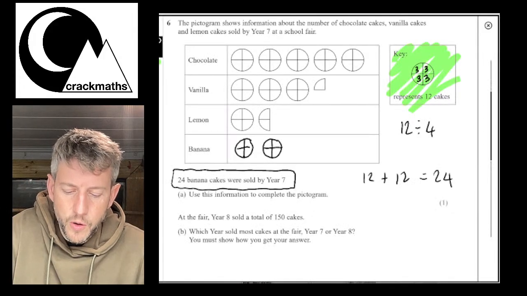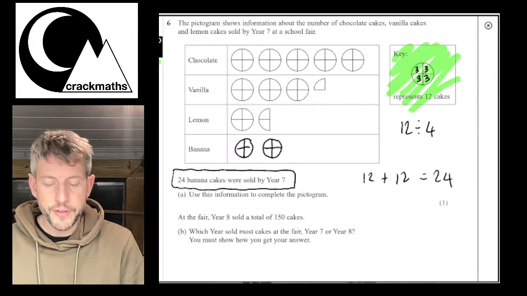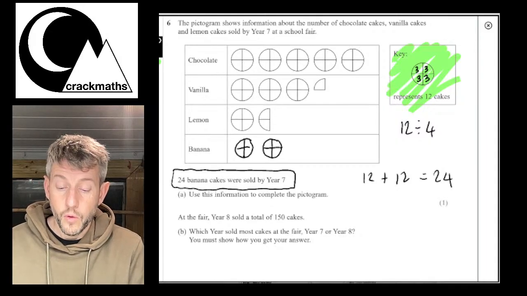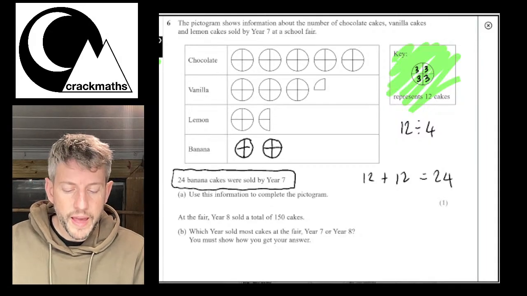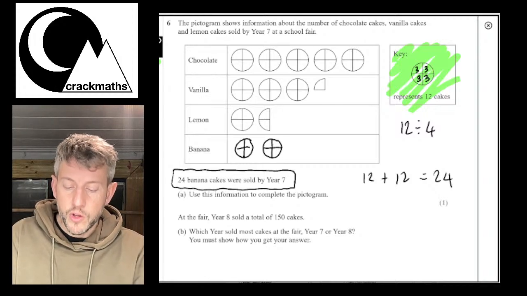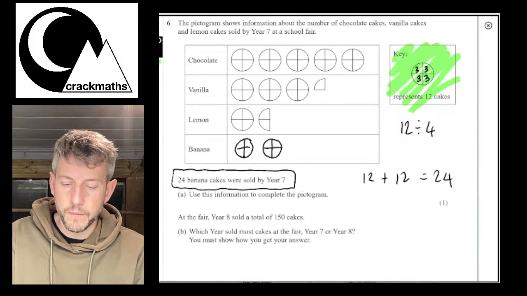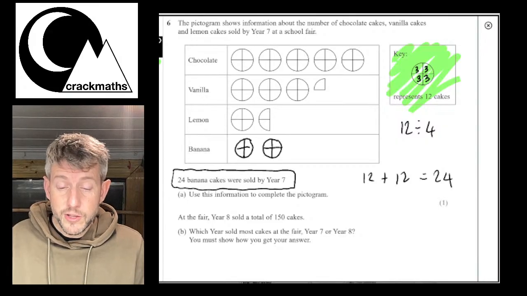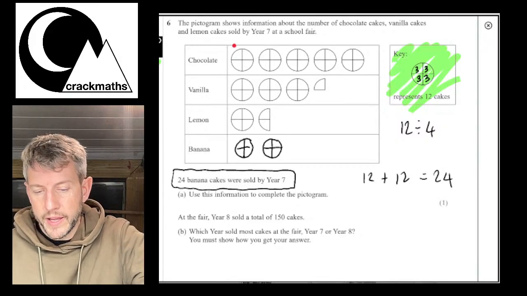At the fair, Year 8 sold a total of 150 cakes. Which year sold more cakes at the fair? Year 7 or Year 8? You must show how you got your answer. Okay, so let's look through this. We know that each whole cake is 12.